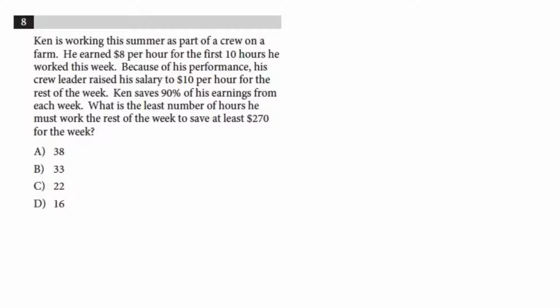this week? Okay, so it's going to be some kind of inequality, right? And we want to have 270 be the minimum, so it is less than or equal to the amount of money he saves. It says that he earns $8 per hour for the first 10 hours that he worked. Well, we can just put that in, right? That's going to be 8 times 10, that's 80. So already this week he earned $80.